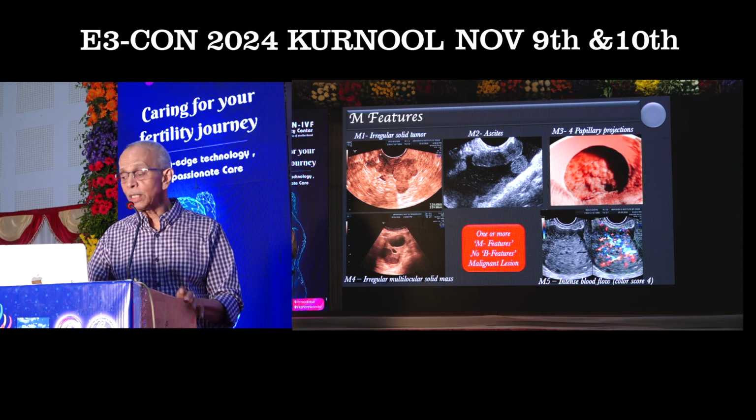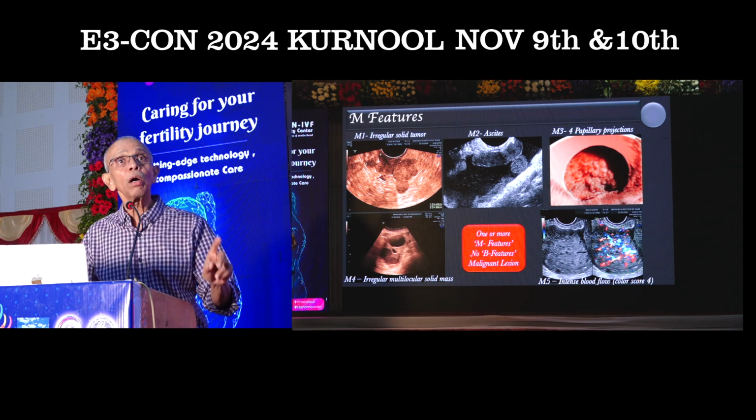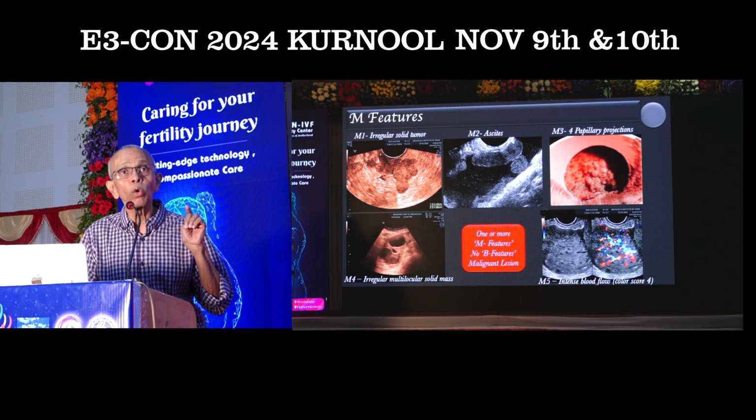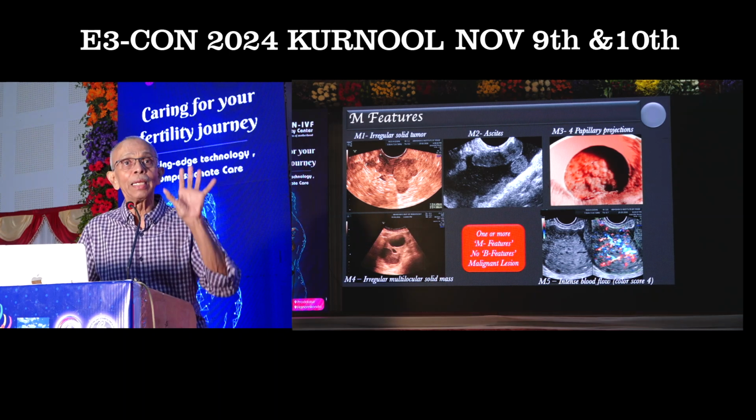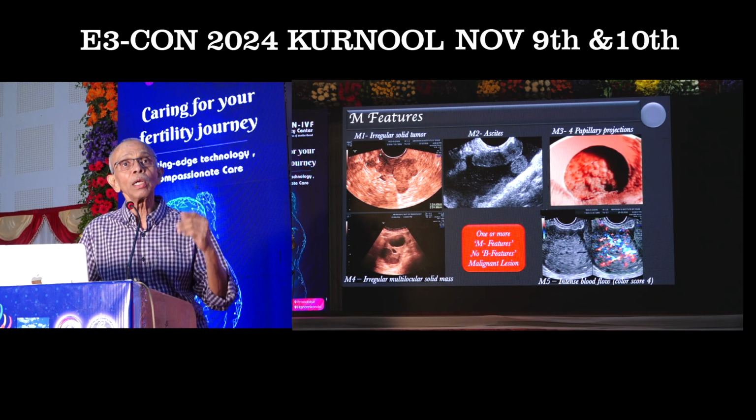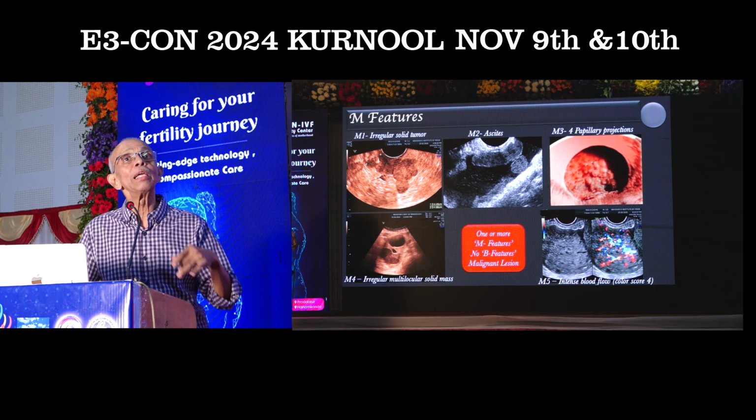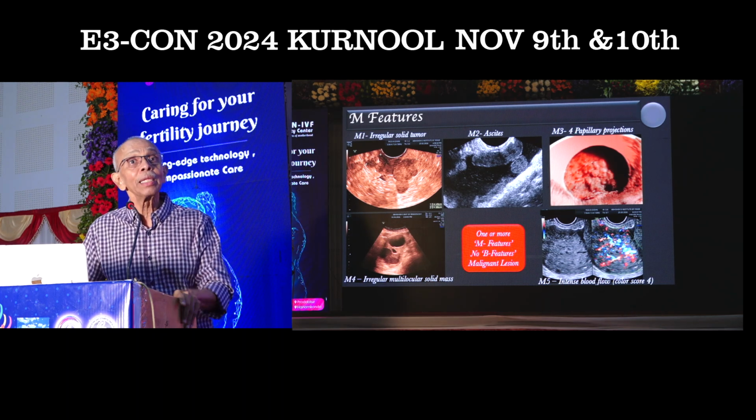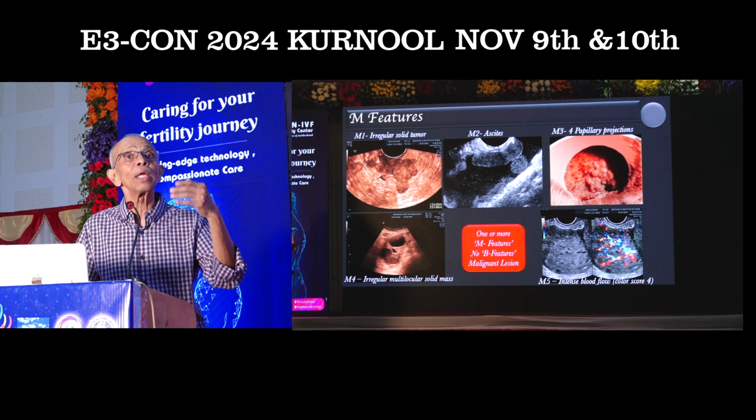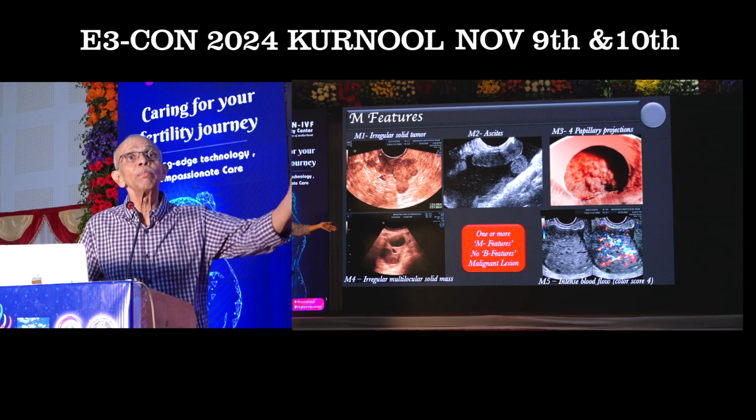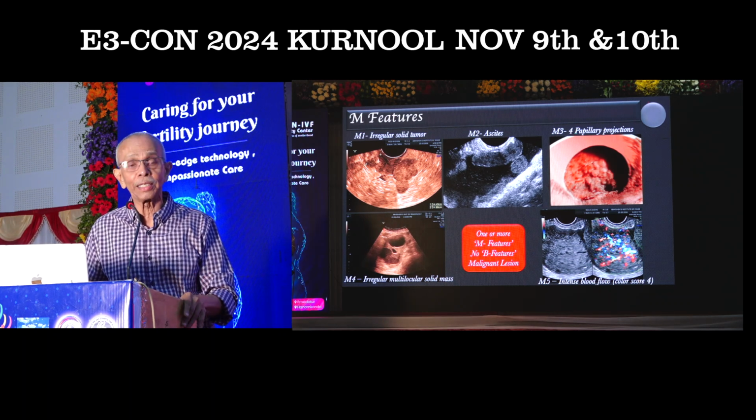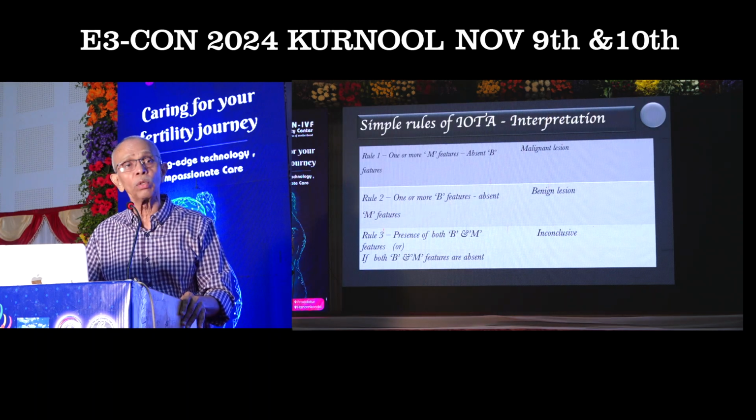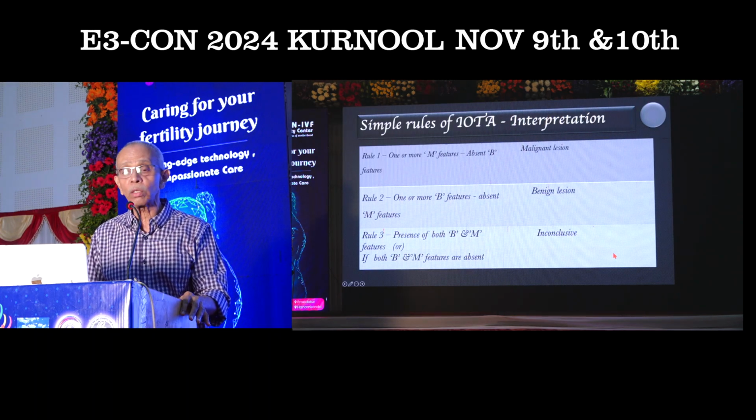Now the problem is, when we have one or more M features, we definitely know how we can label it as a malignant lesion. If we have one or more benign features, we label it as a benign lesion. But then we may be in a situation where you don't have any features, or you may have one benign feature and one malignant feature. Then it becomes inconclusive or uncertain. So that is the situation which we are going to face. Whenever we have that sort of thing, you label them as inconclusive.